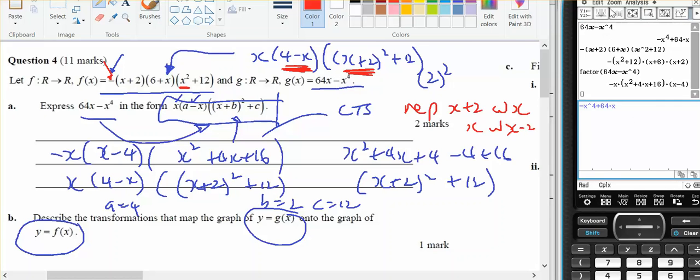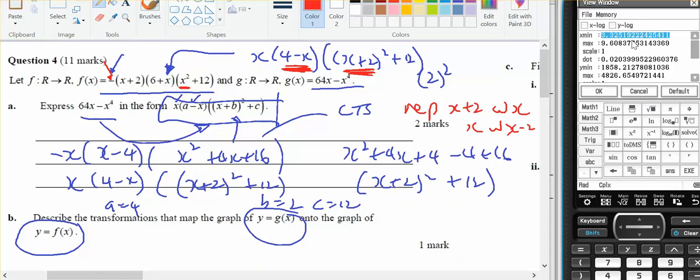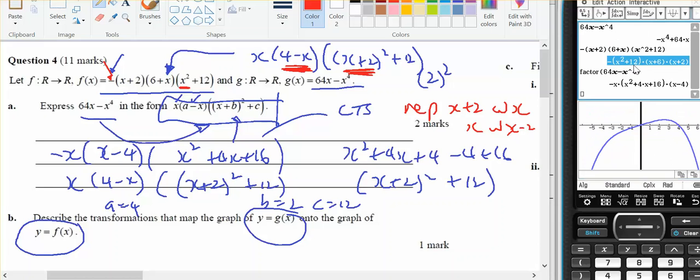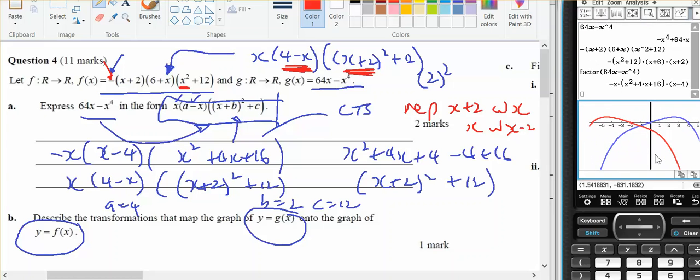And if I go memory initial, okay, and then I go zoom auto, that gives me that. So I might have a little play with what that looks like. Okay, so that's my g of x. If I now look at f of x, I can see I have a reflection happening here. This point moved over to there.